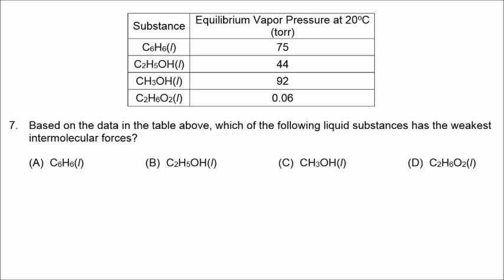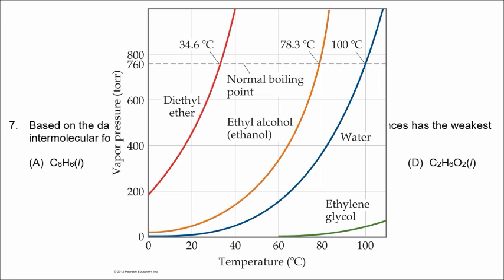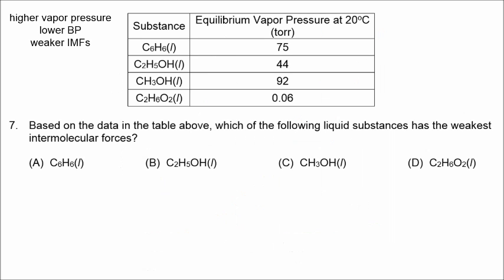All right, number 7 has to do with vapor pressure. And recall that from this graph, the higher the vapor pressure, the lower the boiling point will be. So the higher the vapor pressure, the weaker the intermolecular forces will be. All we have to do is pick the substance that has the highest vapor pressure, and that would have the weakest intermolecular forces. So the correct answer is C, because 92 is the highest vapor pressure in that table.